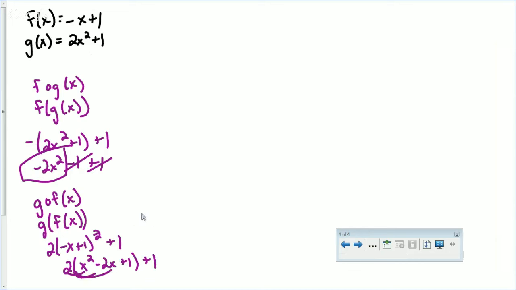Distribute your 2. You'll have 2x squared minus 2x plus 2 plus 1. So that's 2x squared minus 2x plus 3. That's your answer.